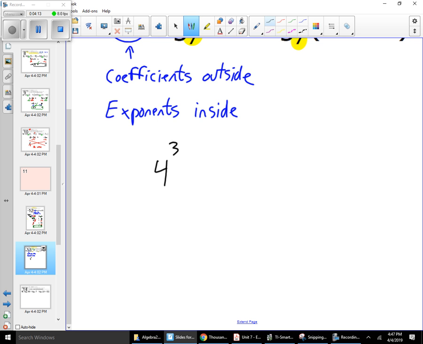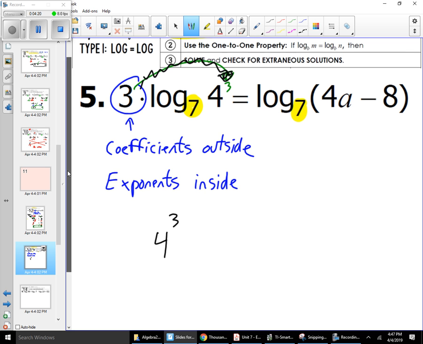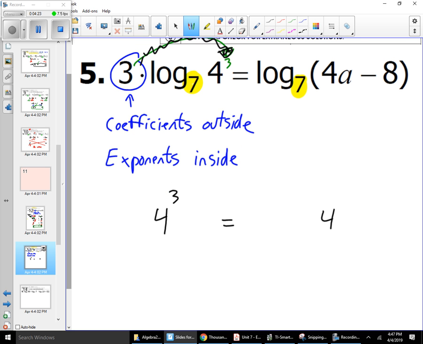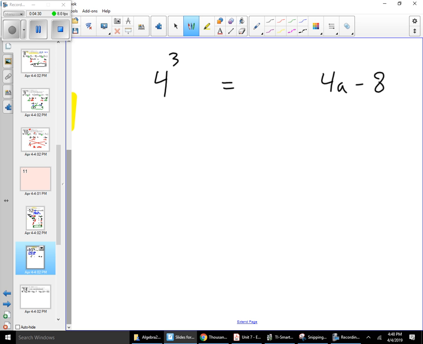4 with an exponent of 3, remember that's the 3 right here, is going to equal 4a minus 8. So there's a bit we can do to clean this up. First things first, 4 cubed, that's a value we know. 4 cubed is 64. The opposite of minus 8 is plus 8. 64 plus 8 will be 72.